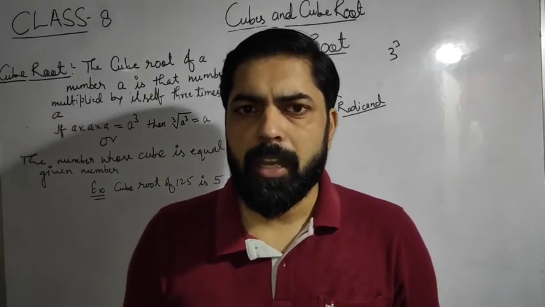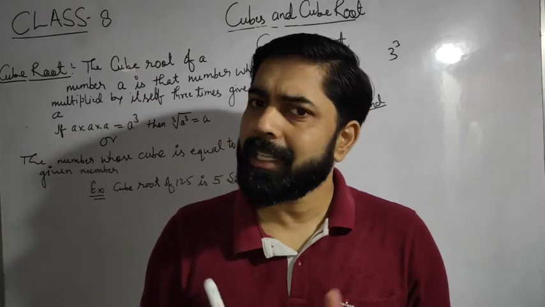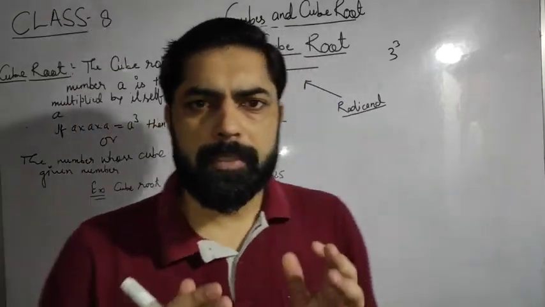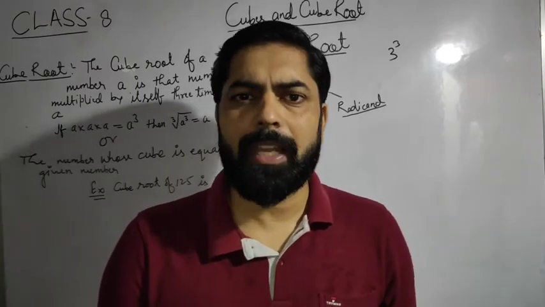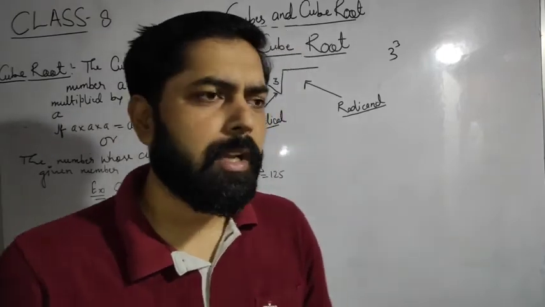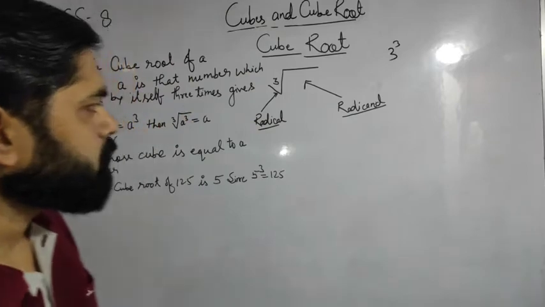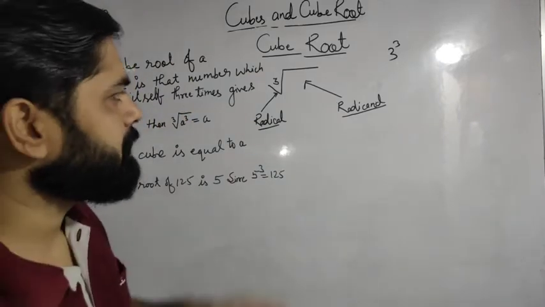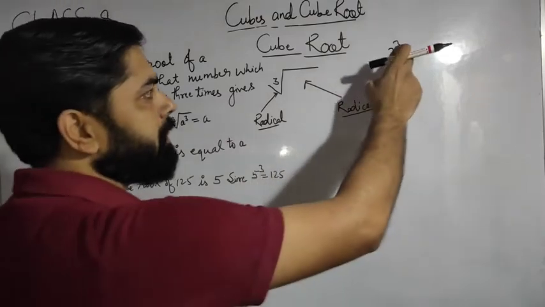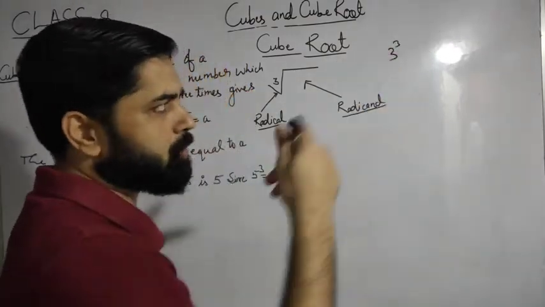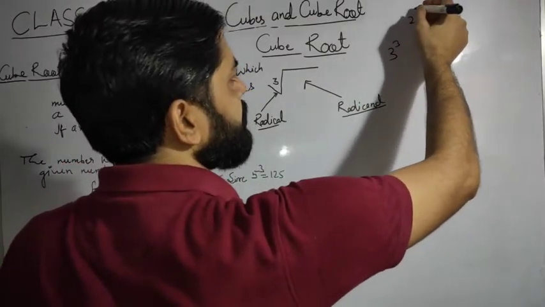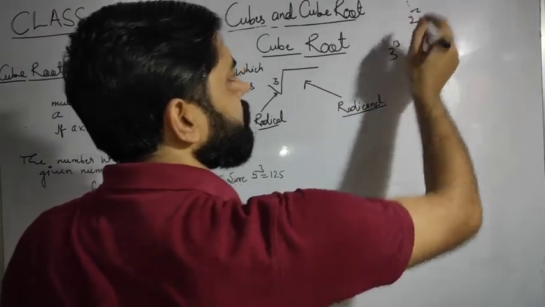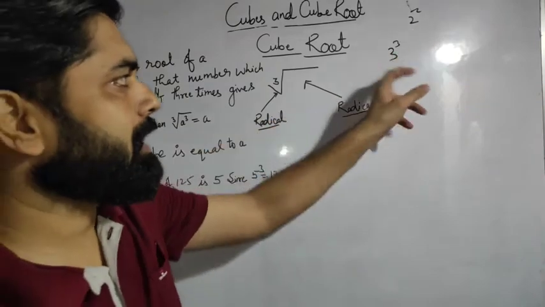Students, in this video I will be explaining the new topic of lesson 4, which is the cube root. If you understand the square root, you can easily find the cube root. Square root and cube root are the same, but one thing is different: in the cube the power will be 3, and in the square the power is 2. So this is a square and this is a cube.